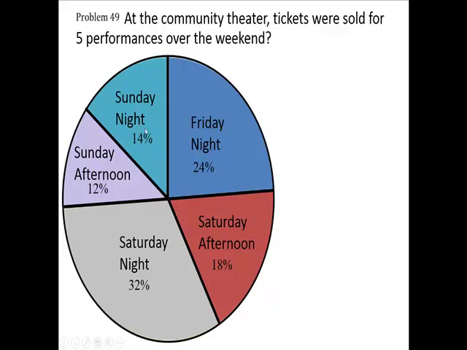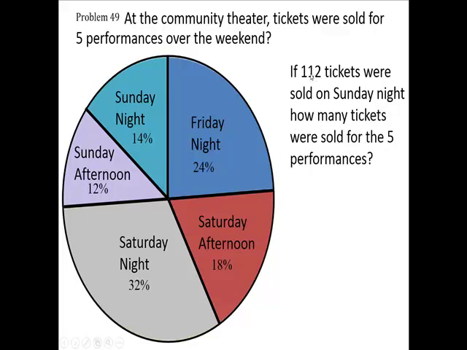And this is the one we're interested in because our question says if 112 tickets were sold on Sunday night, how many tickets were sold altogether for all 5 of these? Okay, so what we are saying is that 112 tickets is 14%, because it's on Sunday night, 14% of some number of the total.